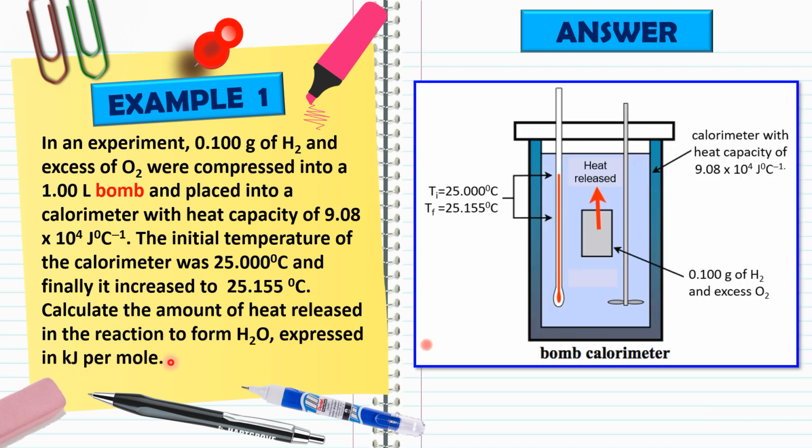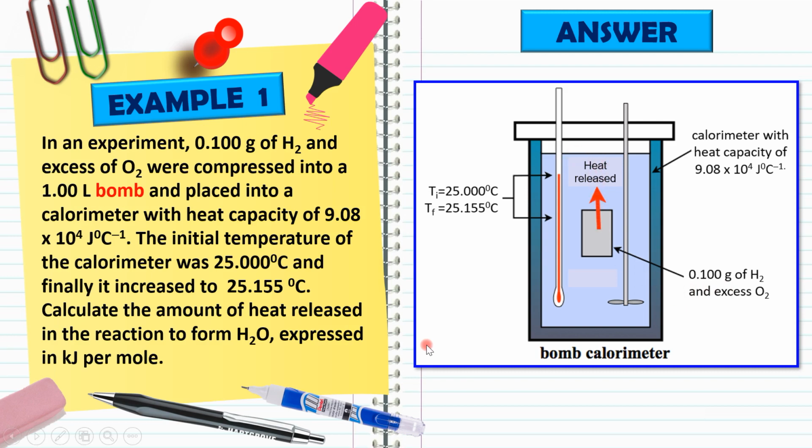So first of all, you have to find out all the information from the question. First is the delta T. How can we calculate delta T? We have initial temperature 25, final temperature is 25.155. So find out the value of delta T. Also, the question already mentions bomb calorimeter, so we are given the calorimeter with heat capacity. This is the value. And then the mass of hydrogen gas, 0.1. Then we have to find out the heat released in the reaction to form H2O.